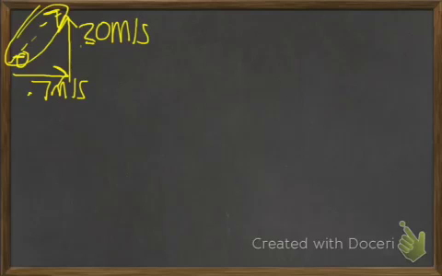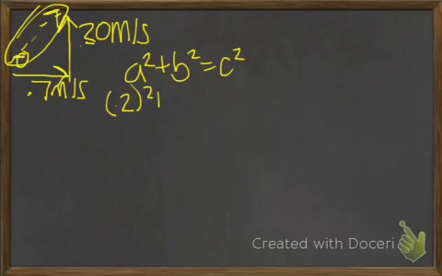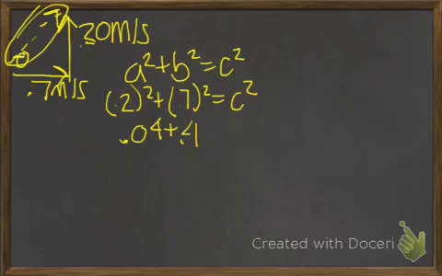So solving for the length of that vector first, a squared plus b squared equals c squared. C squared is always the hypotenuse. A and b, it doesn't matter which side you plug in where. So we've got 0.2 squared plus 0.7 squared equals c squared. So you get 0.04 plus 0.49 equals c squared. So 0.53 equals c squared.